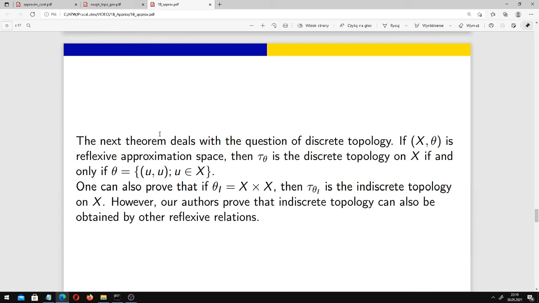The next theorem deals with the question of discrete topology, the one in which each subset is open. If X theta is a reflexive approximation space, then tau theta is the discrete topology on X if and only if theta is, yes, this relation. One can also prove that if theta I is equal to the whole Cartesian product of X with itself, then tau theta I is the indiscrete topology, so only the empty set and the whole X are open. However, authors prove that the indiscrete topology can also be obtained by other reflexive relations, not only by this one.